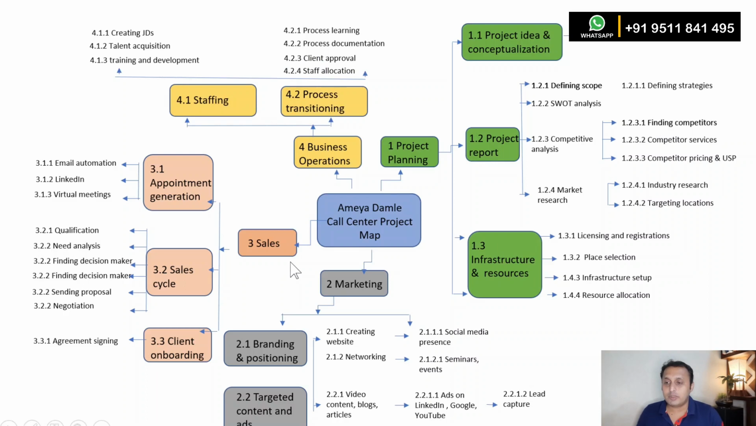And finally the fourth thing is business operations. In business operations, there are two important activities, which are staffing and process transitioning. Under staffing, it's creating a job description. When you are staffing or hiring employees, the first thing is creating a job description. The second thing is talent acquisition.